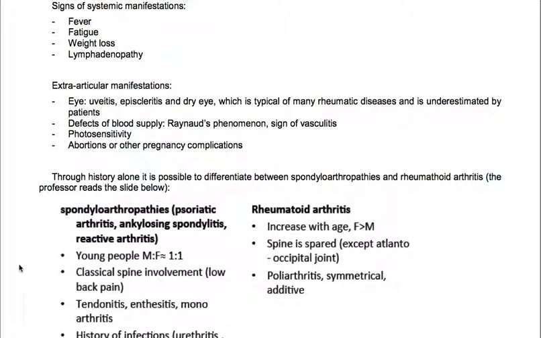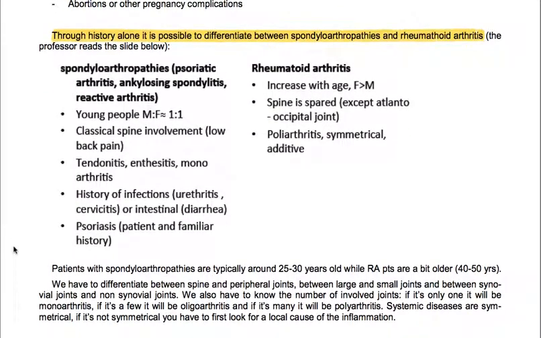Through history alone, it's possible to differentiate between spondyloarthropathies and rheumatoid arthritis. Because in spondyloarthropathies, males are affected as much as females, and they are mainly young people. There is a classical spine involvement, so low back pain, tendonitis, enthesitis, monoarthritis, a history of infections, such as in reactive arthritis. Psoriasis also in psoriatic arthritis.